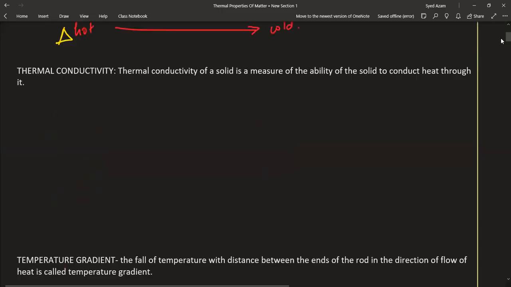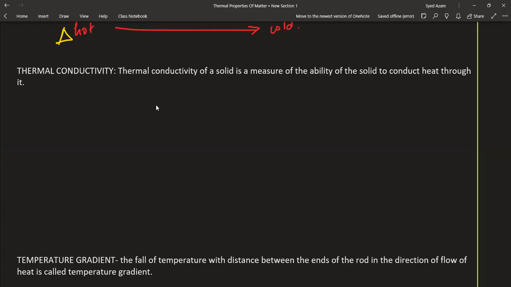Now, what is thermal conductivity? Thermal conductivity is the measurement of how much heat has flown through an object. When you're talking about thermal conductivity, this will tell you how much the heat has flown. Whenever you have the concept of thermal conductivity, be very careful that it is material dependent.